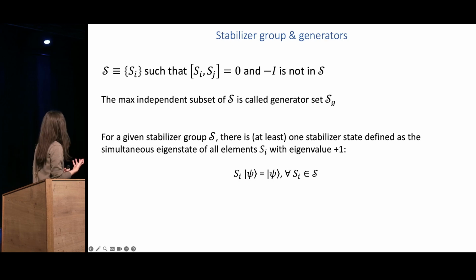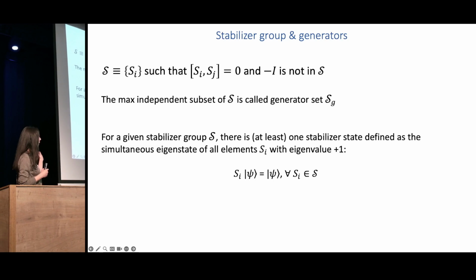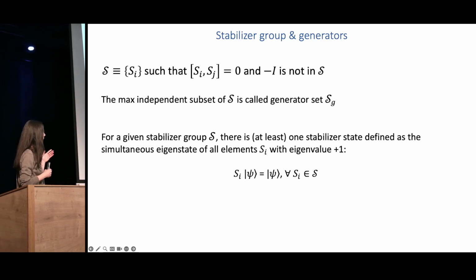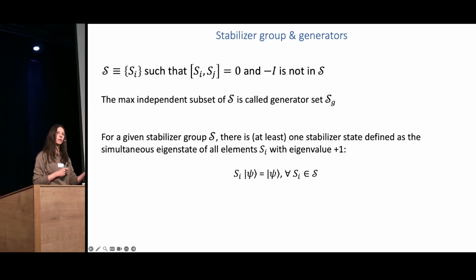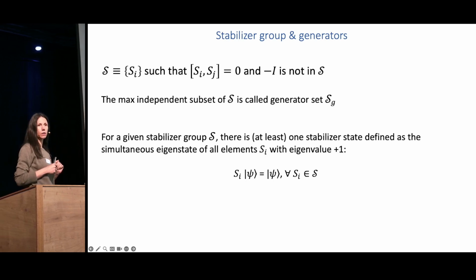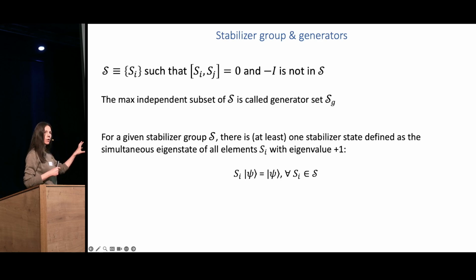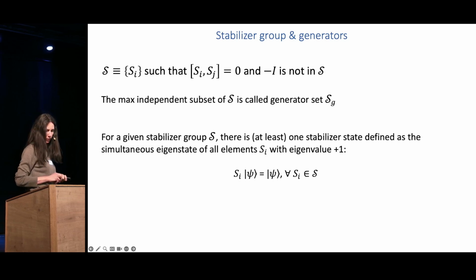And what's special about these is that if I apply one of these elements onto a particular state, that's called the stabilizer state for the set, then I get back that state with eigenvalue 1. Right, so this is an eigenvalue equation where all these operators commute, so they have a common eigenstate, and the eigenvalue is 1. Right, that's it. So this is the definition of a stabilizer state.